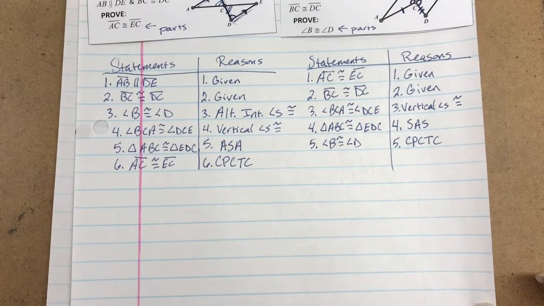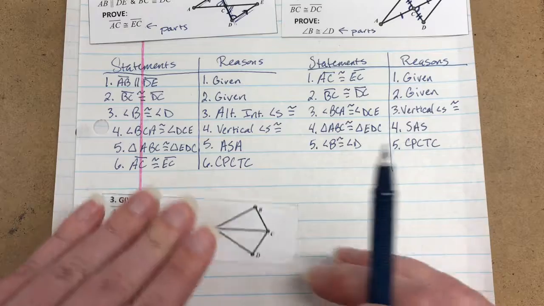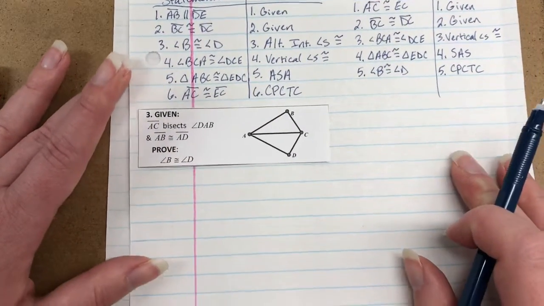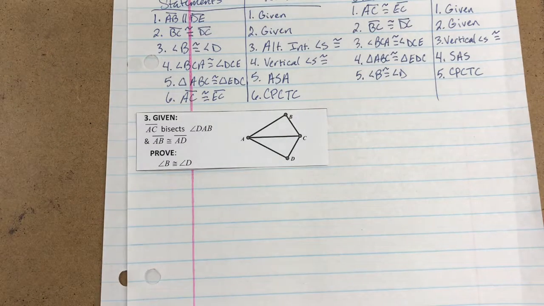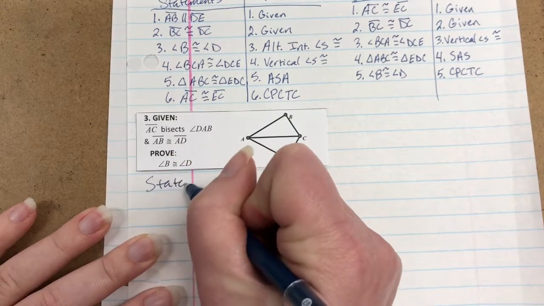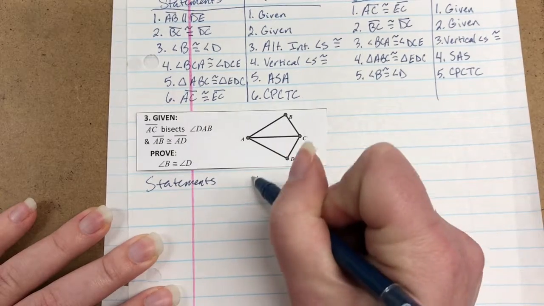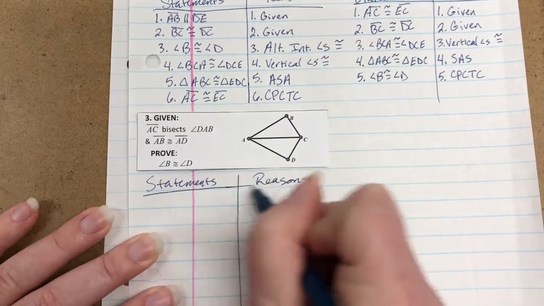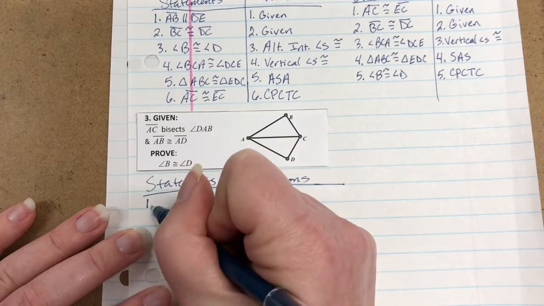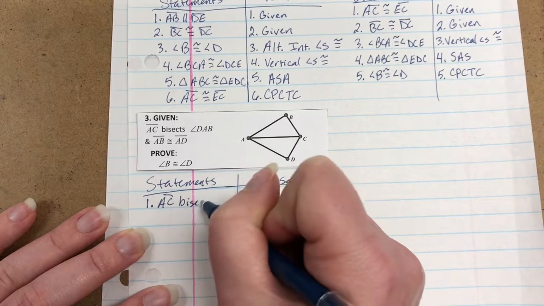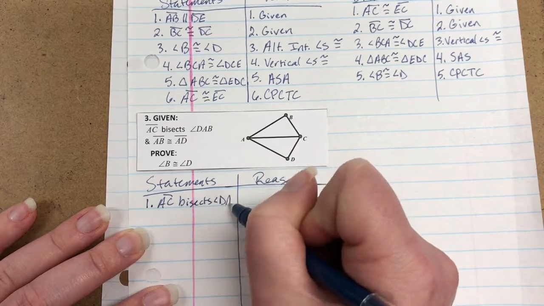All right, so then for example 3, this time we're given segment AC bisects angle DAB and segment AB is congruent to segment AD. So I'll do my statements and reasons. So I'll start with my givens. So I'm given segment AC bisects angle DAB.